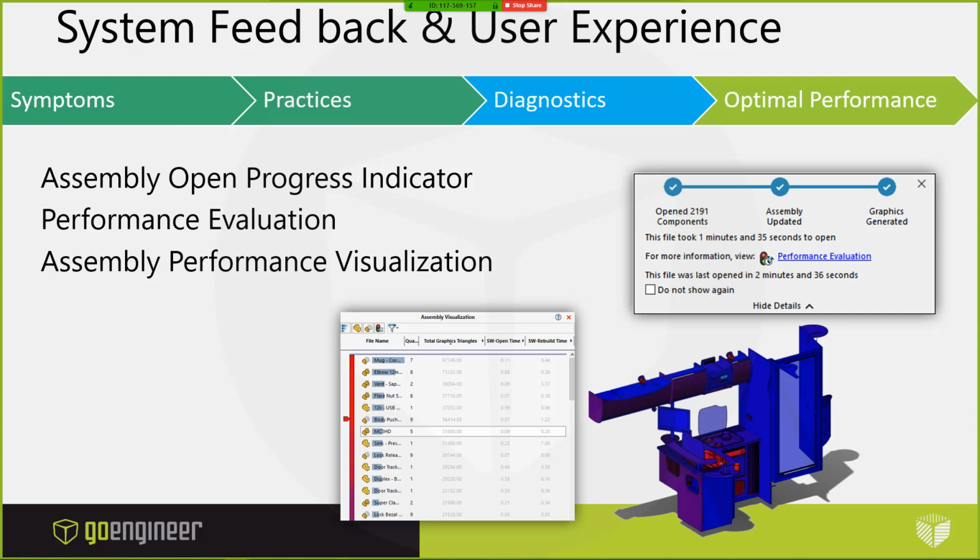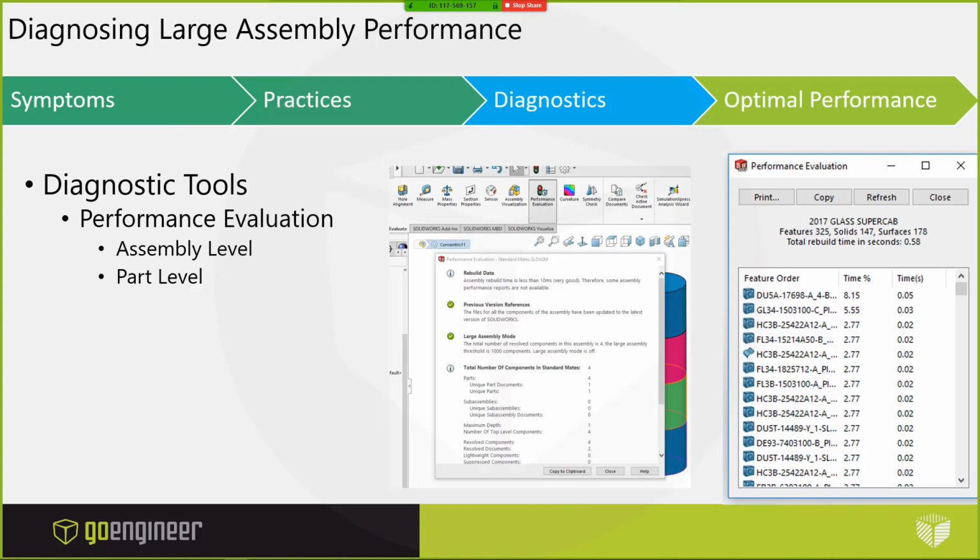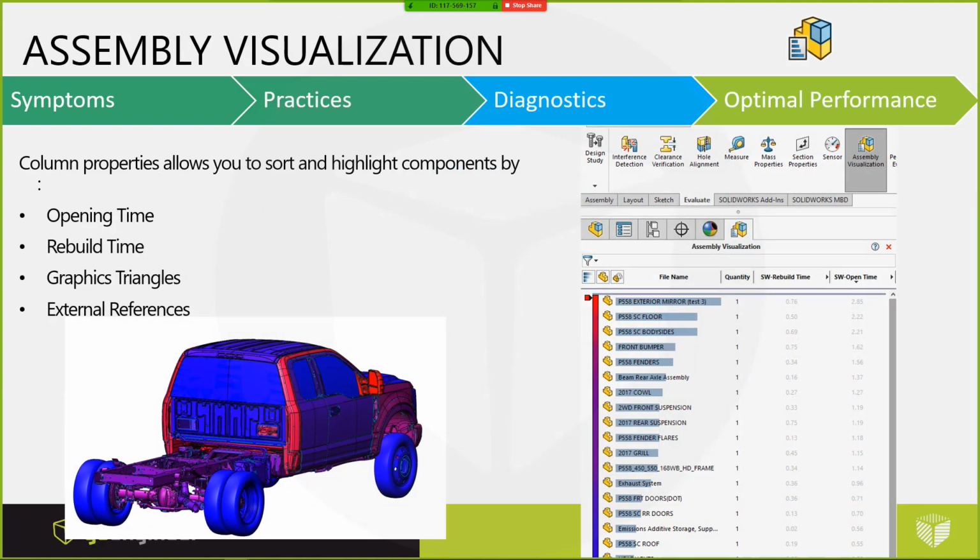Okay. So here on the performance evaluation tab, again, it just shows you the different stuff that we were just walking through, and again, assembly visualization. These are all things that we can take a look at to diagnose the different states of the model and find different ways to improve our assemblies and the components inside them.